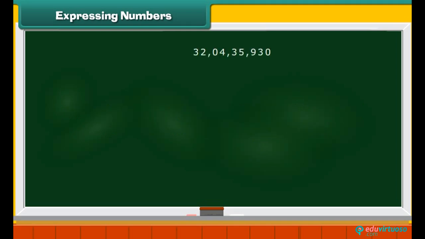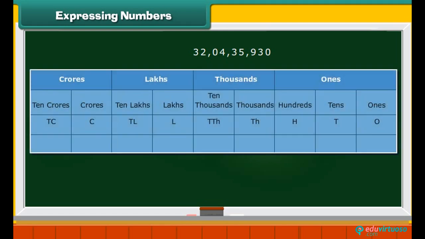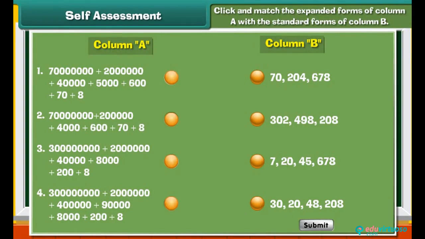Let us express the number in standard form. The number belongs to the Indian system of numeration. Therefore, draw the Indian place value chart. Let us look at the terms one by one. First term is 30 crores.